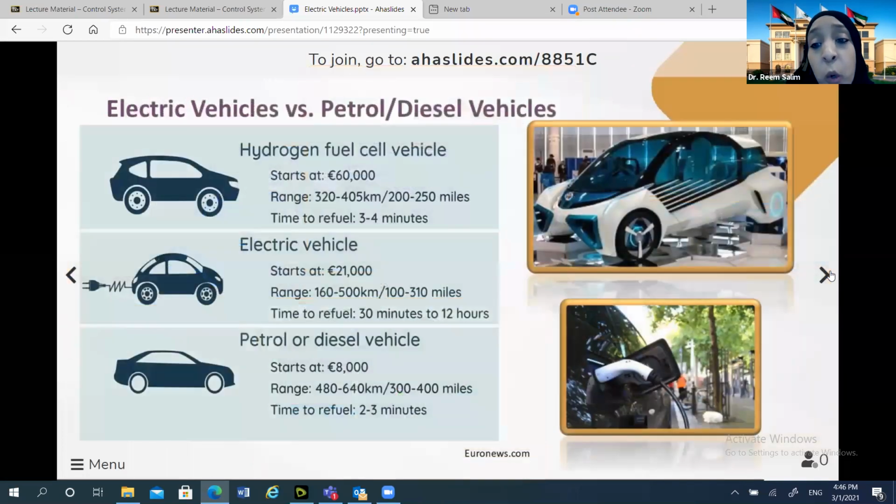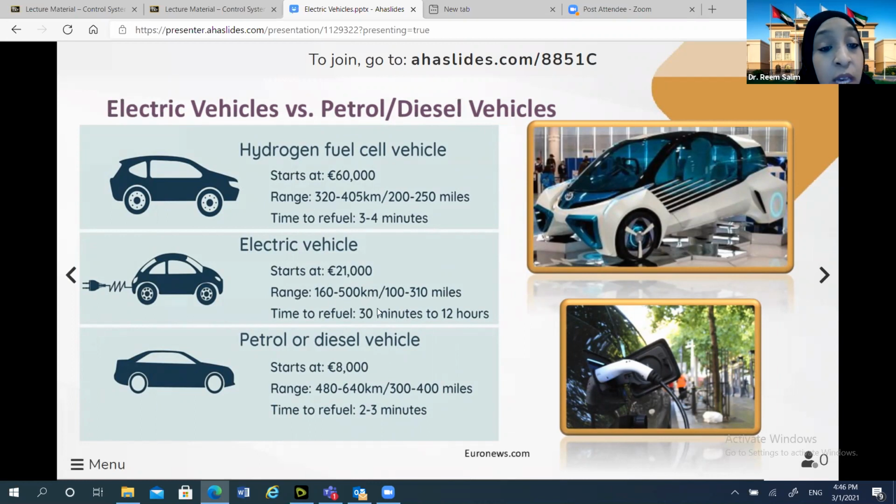But if you compare all of the cars together, so if you compare hydrogen cars with petrol or diesel cars, as well as normal plug-in electric cars, the price of hydrogen fuel cell vehicles might be more expensive. They start at around 60,000 euros or maybe $60,000. This photo is a little bit old, so now they're becoming a little bit cheaper. And we have petrol or diesel cars. They are much, much cheaper, at around 8,000 euros. Electric vehicles start at around 21,000 euros. So you can see the difference in prices.